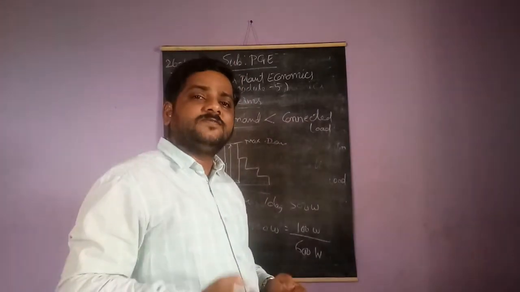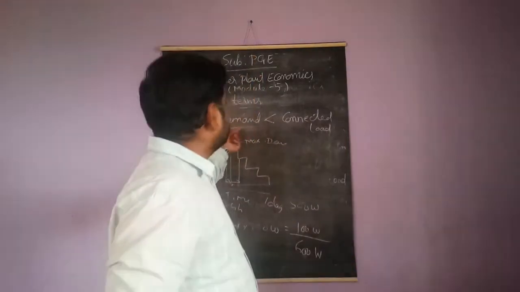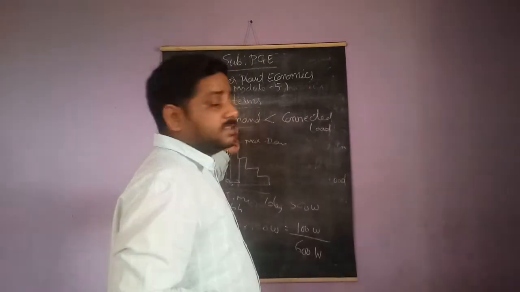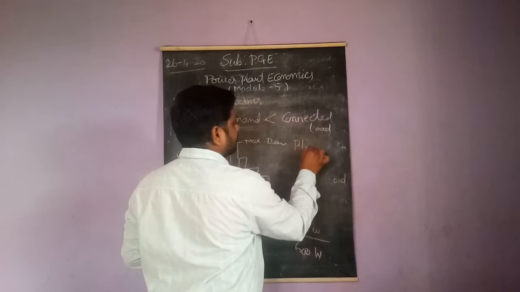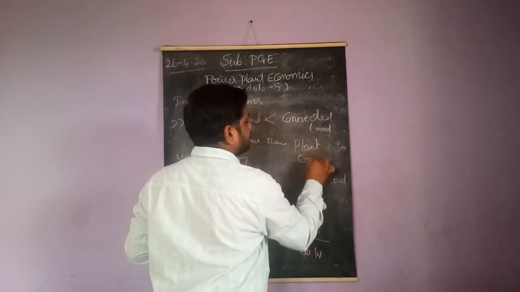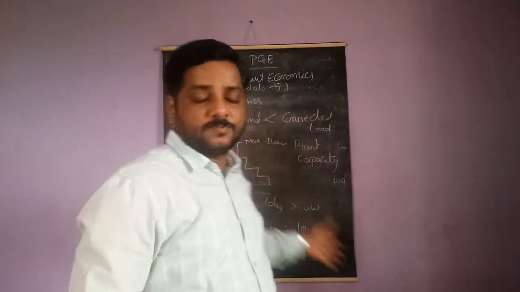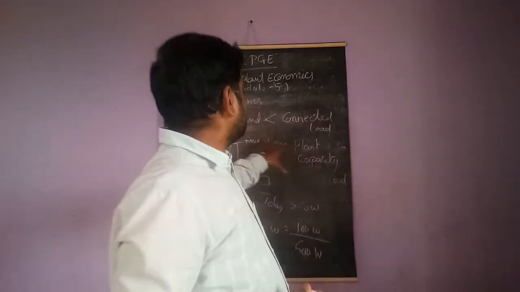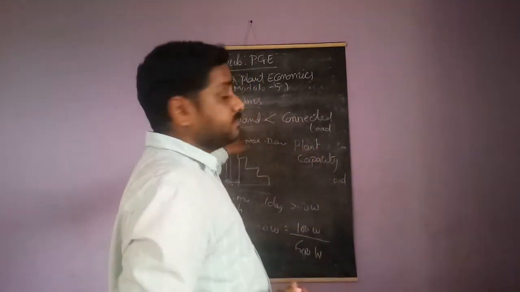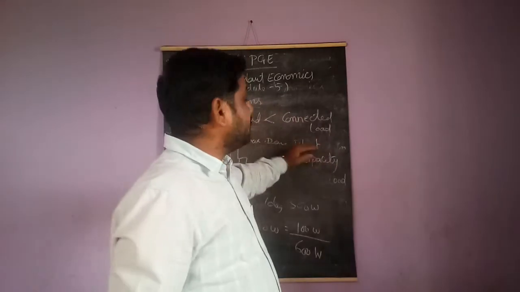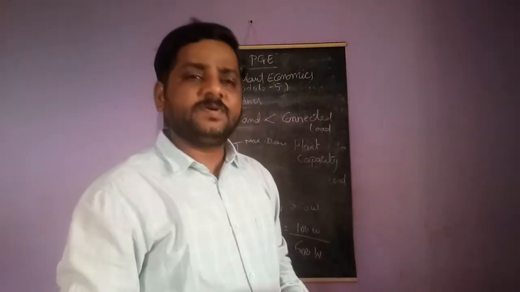The importance of maximum demand is that using maximum demand I can determine the plant capacity. All these things have been clearly mentioned in the notes. You can go through the notes for clarification, but here I'm just giving you the concept. So maximum demand is used to determine the plant capacity. The next parameter is the demand factor, so let's move to the demand factor now.